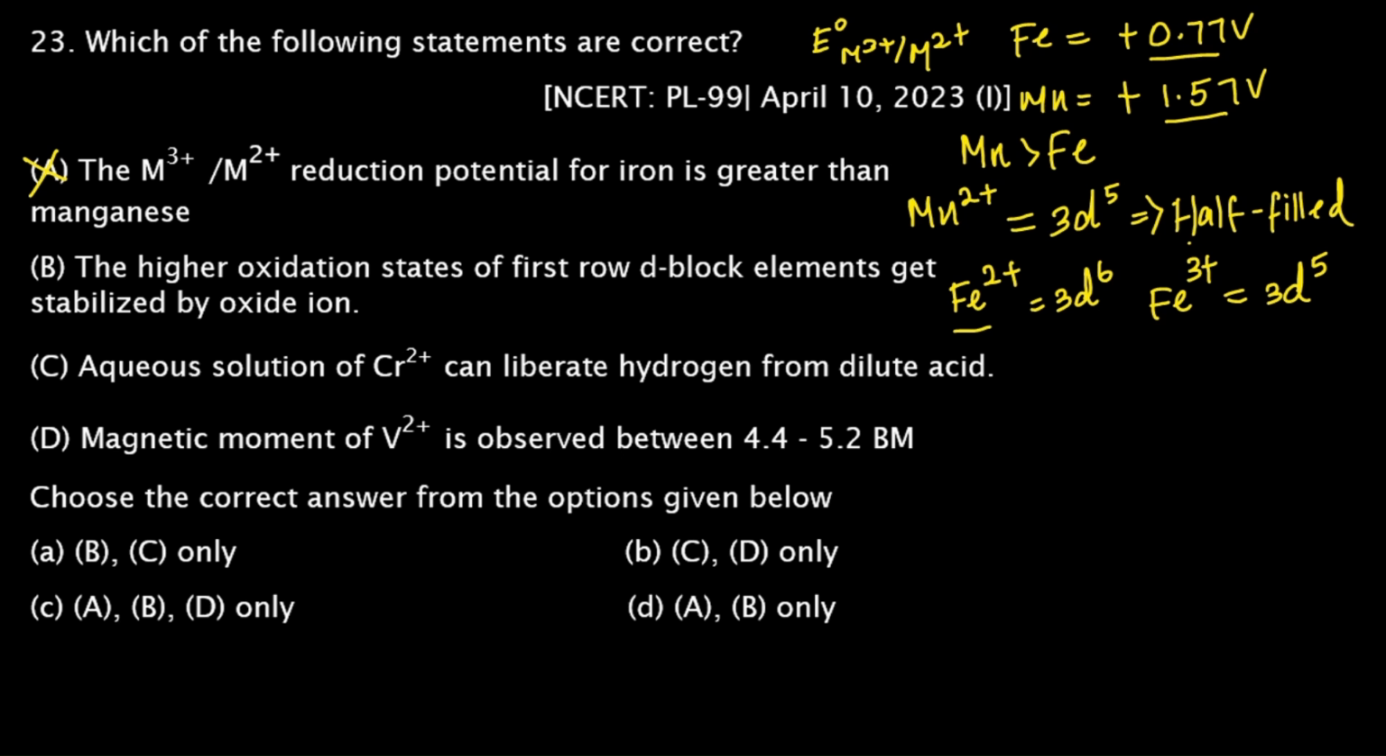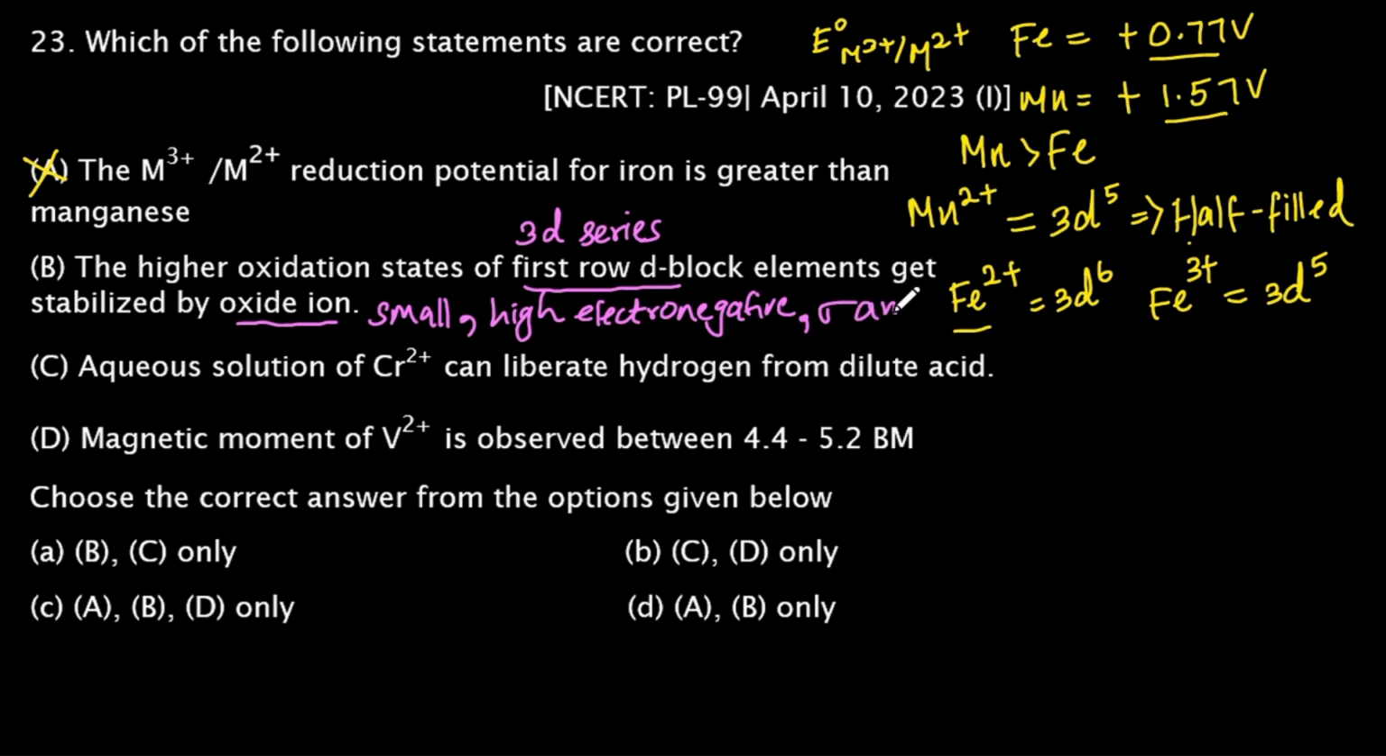So let us go to the second statement. The higher oxidation states of first row d block elements get stabilized by oxide ion. Here first row d block elements means the 3d series. So they are stabilized by the oxide ion. This statement is true because the oxide ion, that is the oxygen atom, we already know is small in size and has high electronegativity. So due to this high electronegative nature, it strongly attracts the electron from the metal and forms strong sigma and pi bonds with the metal, and it increases the stabilization energy. So statement B is correct.